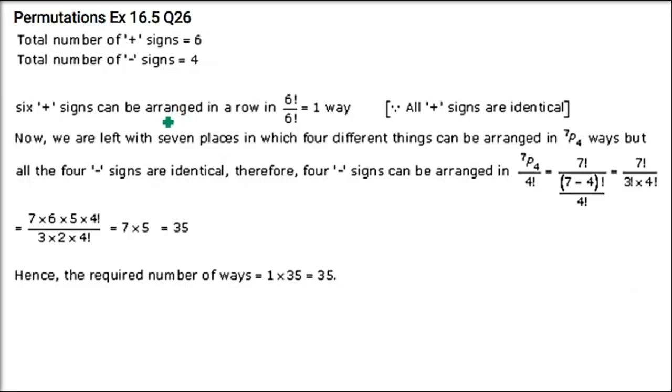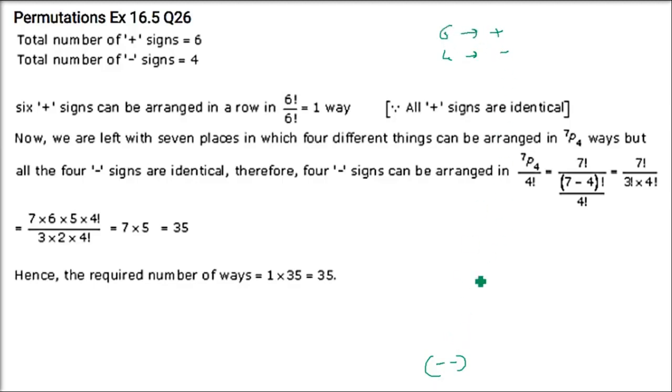Find the total number of ways in which 6 plus signs and 4 negative signs can be arranged in a line such that no 2 negative signs occur together. So what will the formation be? Negatives should not come together. Whatever the formation, 2 negatives should not come together.